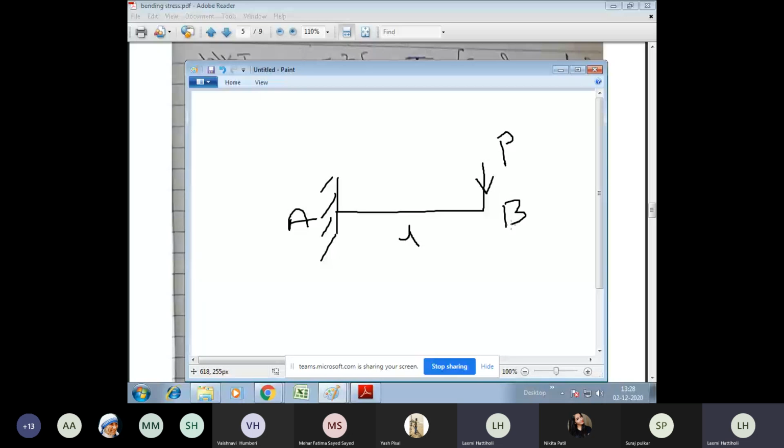What is the moment generated? P into L, ma'am. Agree for this? So M is equal to P into L. What is this M is equal to P into L? M is equal to P into L.